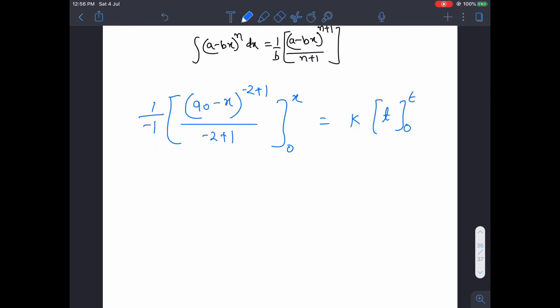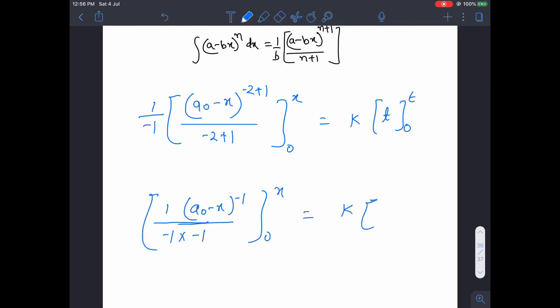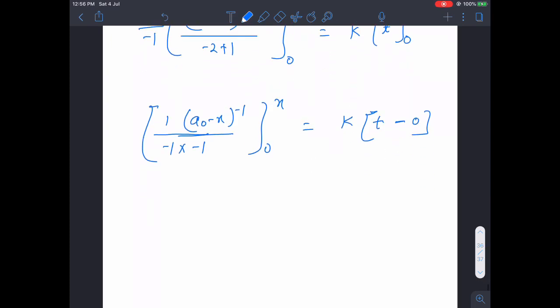Now thereafter what we have to do? Simplify it. It is simply [A0 minus x] to the power minus 1 whole divided by minus 1, and the outside also minus 1 is there. So the whole thing will be like this, 0 to x, that is equal to k into, let's substitute the limit, upper limit t minus lower limit 0. So what we got now? [A0 minus x] to the power minus 1 from 0 to x, that is equal to kt.